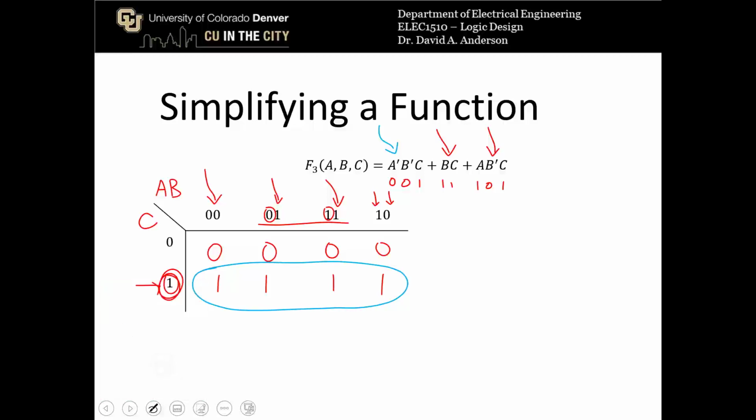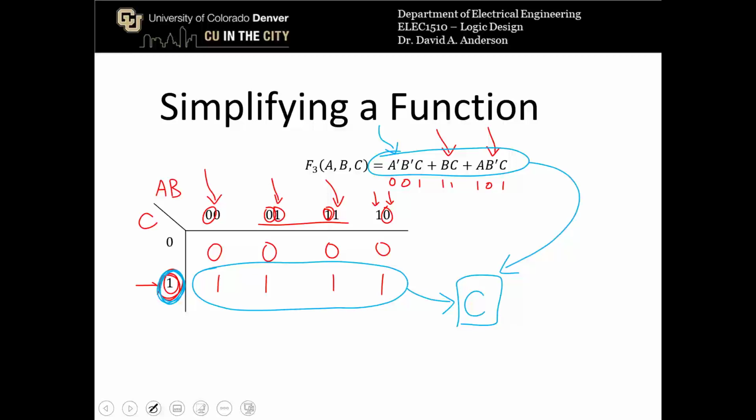And so that bubble has all possible values of a and b. A was 0 and 1, and b was 1 and 0. So a and b are not a part of this expression for this bubble. The only thing that is, is c. That was the only part that wasn't changing. C was 1 for that whole bubble, so that bubble is c. And c is the simplified expression. So if you were to algebraically go through and simplify this function, you would get to c.